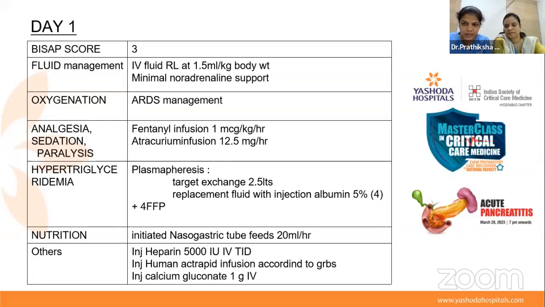Nutrition: we initiated the nasogastric feeds at 20 ml per hour, and other supportive care was given with the injection heparin and human actrapid infusion and calcium gluconate. Heparin and insulin were given as studies say that it lowers the triglyceride.